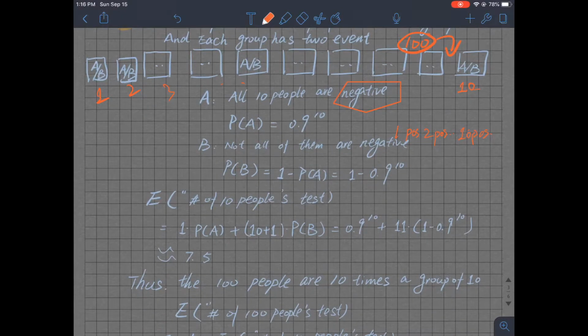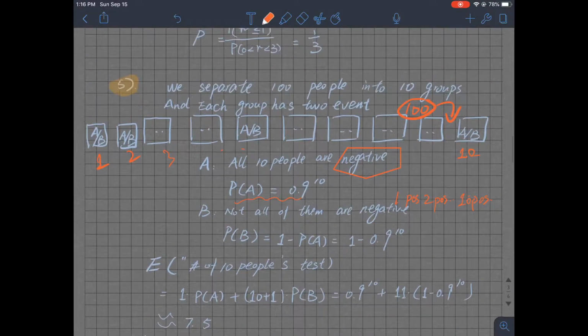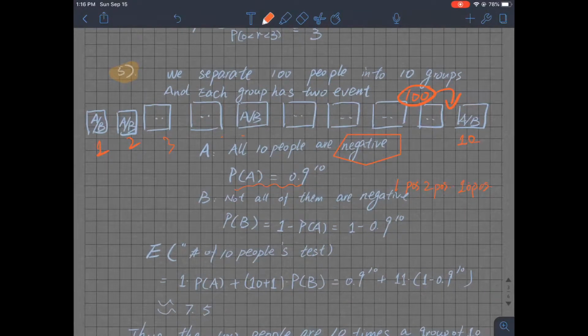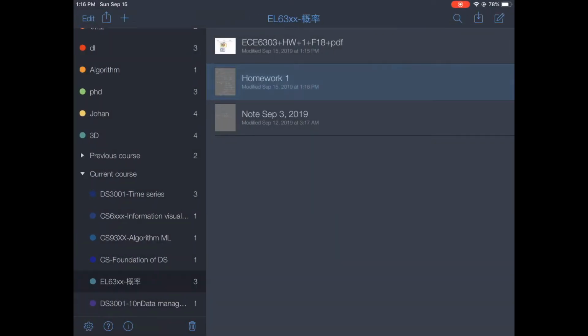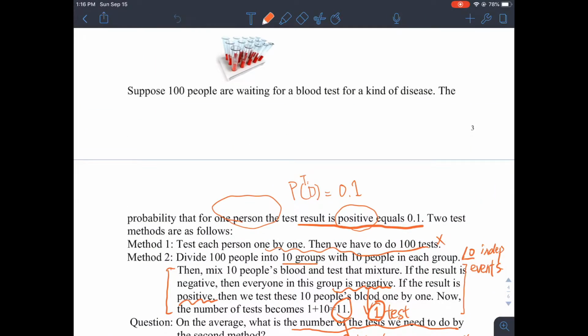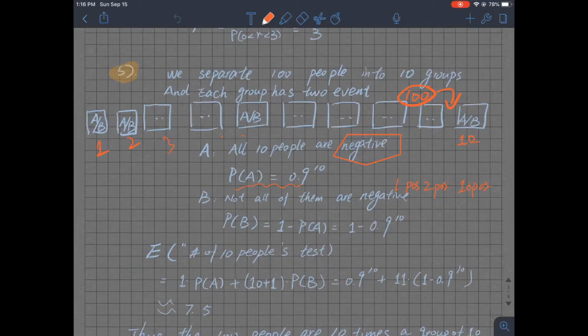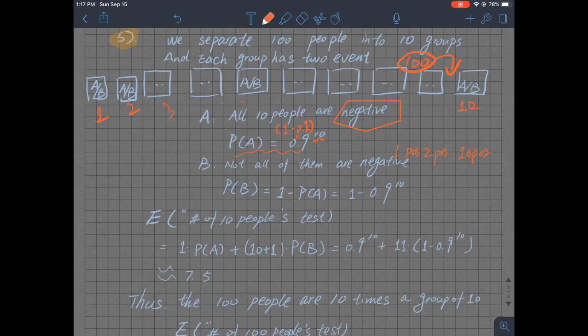The probability for 10 negative people: here the probability of positive equals 0.1. So the probability that all 10 people are negative is 1 minus 0.1, which is 0.9, to the power of 10, meaning 10 people are negative. The second event is very simple. You just need to use 1 minus this probability, then we can get the result.